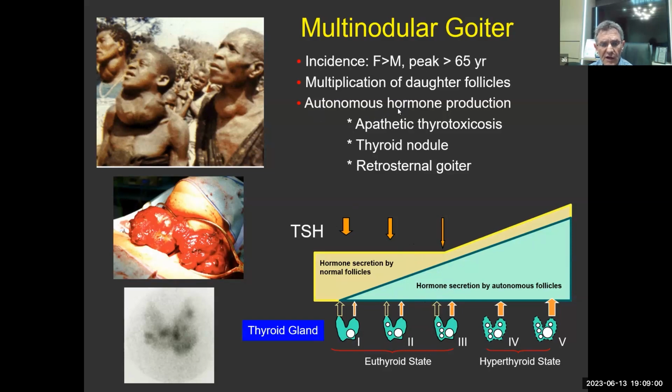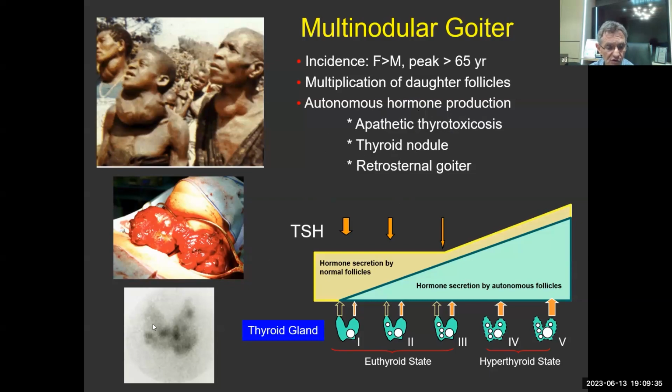Often they have multiple nodules that you can feel, but sometimes in individuals with a short stubby neck, you can't feel it. So you need to percuss their manubrium and see if there's dullness over the manubrium. And they present with either obstructive symptoms such as a retrosternal goiter, or with a single thyroid nodule, or classically with apathetic thyrotoxicosis, as I mentioned earlier and showed you in that slide with the symptoms and signs, where they have atrial fibrillation, unexplained heart failure, or unexplained weight loss.